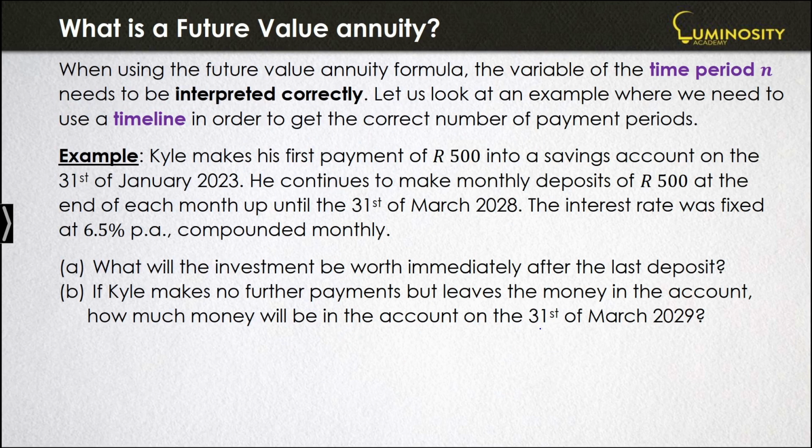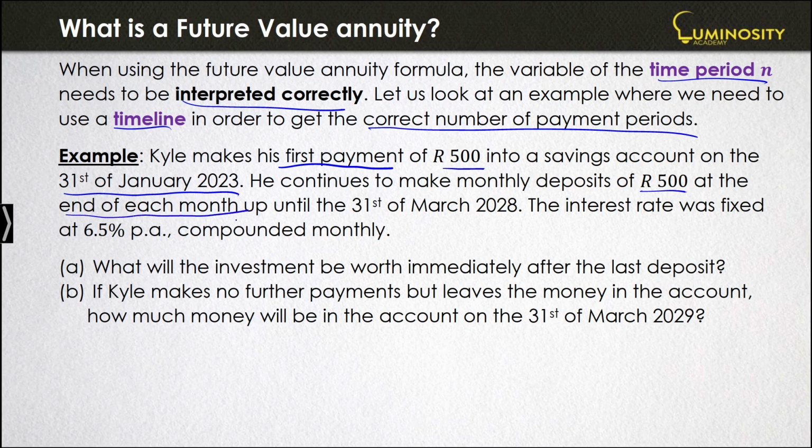Okay, so when using the future value annuity formula, the variable of the time period n needs to be interpreted correctly. Let us look at an example where we need to use a timeline in order to get the correct number of payment periods. So, example: Kyle makes his first payment of 500 Rand into a savings account on the 31st of January 2023. He continues to make monthly deposits of 500 Rand at the end of each month up until the 31st of March 2028. The interest rate was fixed at 6.5% per annum, compounded monthly.